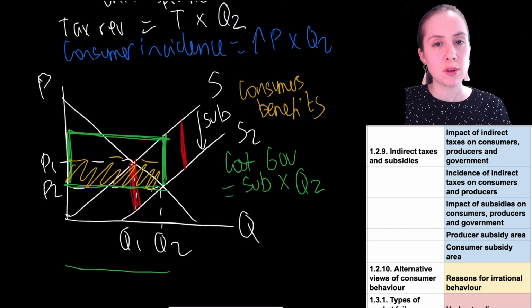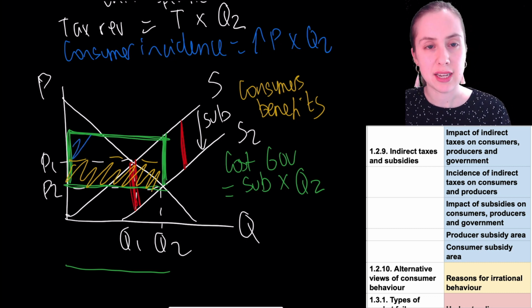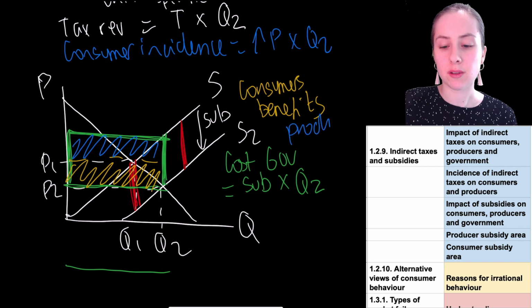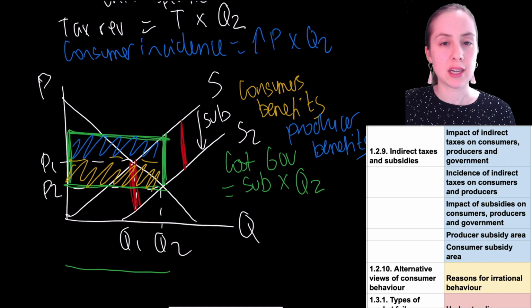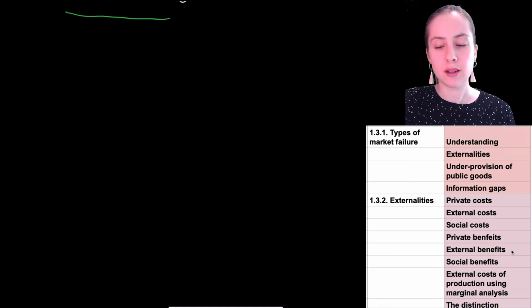Producers are also going to benefit because they were given all of this green money and they only had to pass the yellow money in lower prices to consumers, so they got to keep the blue bit. So this is the producer benefit. There might be some other bits that you'll have to calculate with regard to these graphs, so keep your eyes peeled for this. This could be a tricky one.